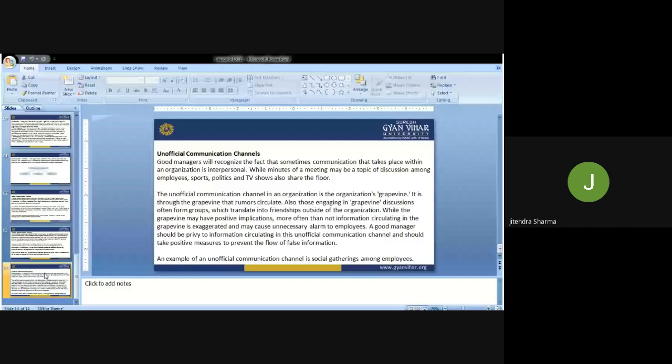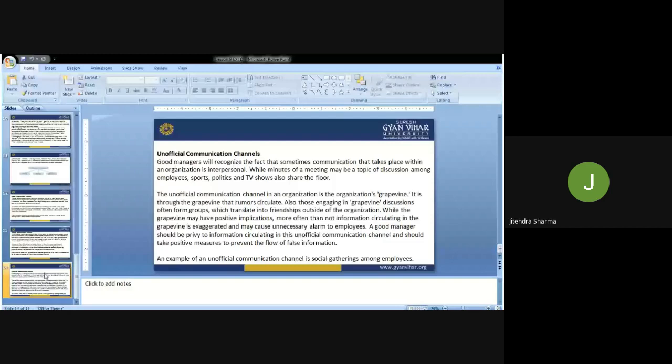While the grapevine may have a positive implication, more often the information circulating on the grapevine is exaggerated and may cause unnecessary alarm to employees. A good manager should be privy to information circulating in the unofficial communication channel and should take positive measures to prevent the flow of false information.